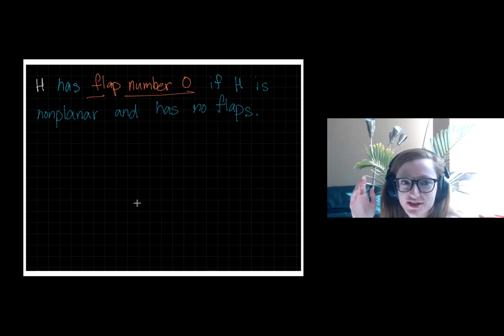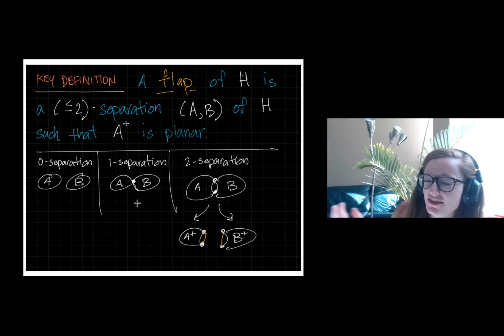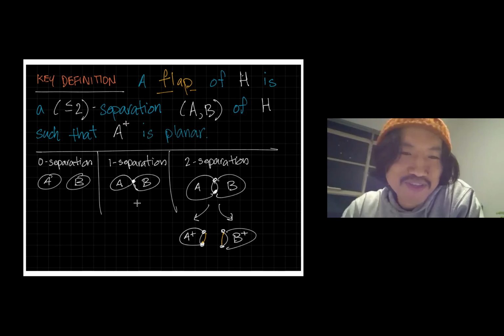Tony, I've got a question. Do you assume that either side is connected? No, the only thing that we need is these are proper separations. So there has to be a vertex here and there has to be a vertex here, but these guys aren't necessarily connected. Great, thank you.